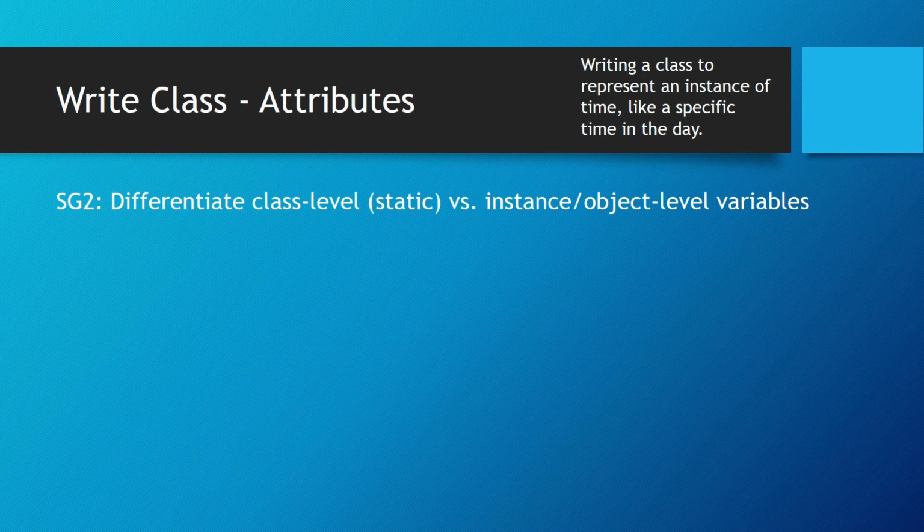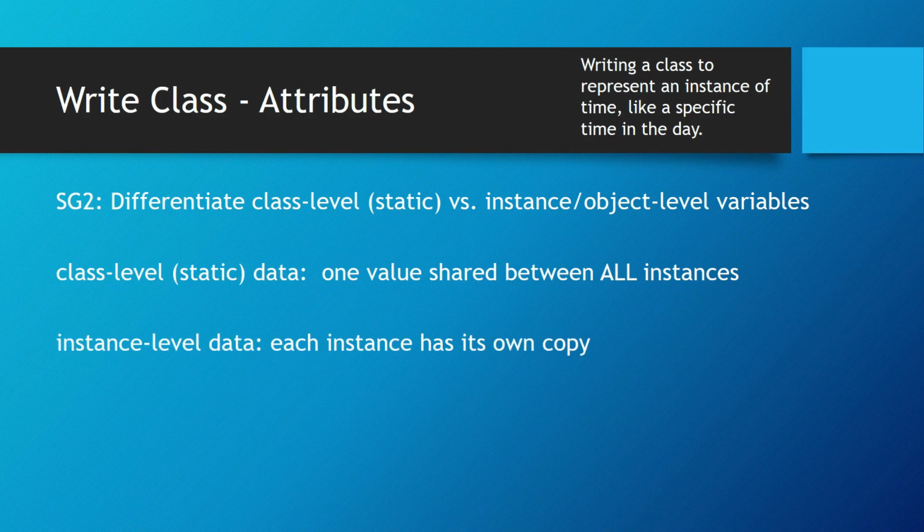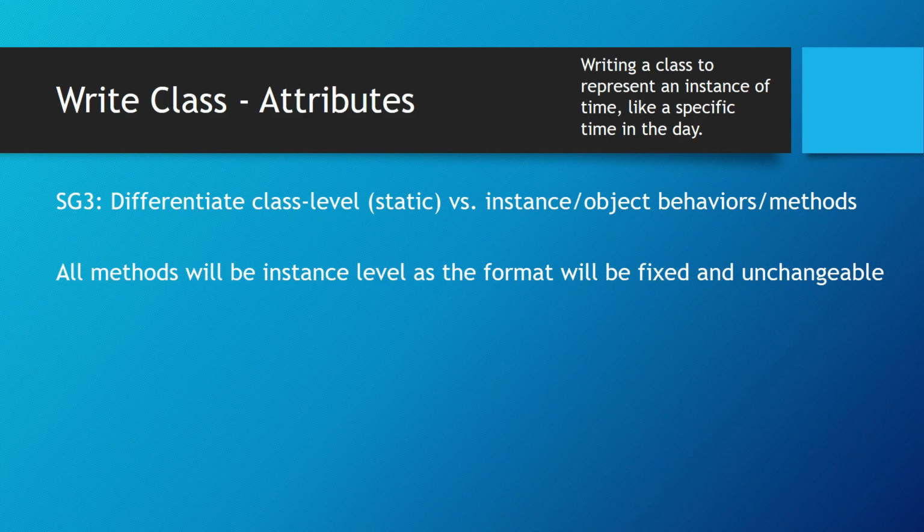For subgoal 2, we differentiate between class level or static variables versus instance or object level variables. For class level variables, there is one value shared between all instances. For instance level variables, each instance has its own copy. For our example, TimeType, we want all time instances to be in the same format, so we will use static data for format, and everything else will be instance variables. For subgoal 3, we differentiate between class level and instance level methods. All methods will be instance level, since the format will be a fixed and unchangeable constant.